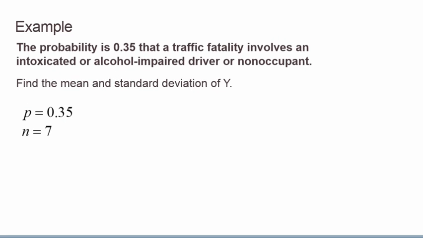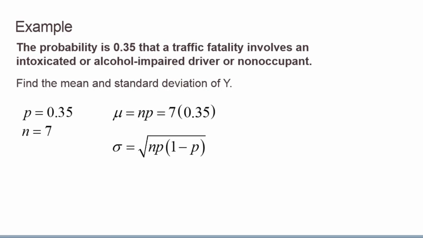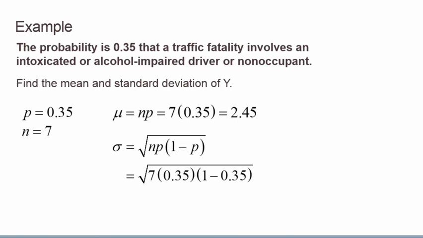Continuing with our example, the probability is 0.35 that a traffic fatality involves an intoxicated or alcohol-impaired driver or non-occupant. We're still using n equals 7. We want to find the mean and standard deviation of y. Using our formulas, for the mean, we want to find 7 times 0.35, which gives us 2.45. For our standard deviation, substituting, we get 7 times 0.35 times 1 minus 0.35, and when we take the square root of that answer, we get 1.26.